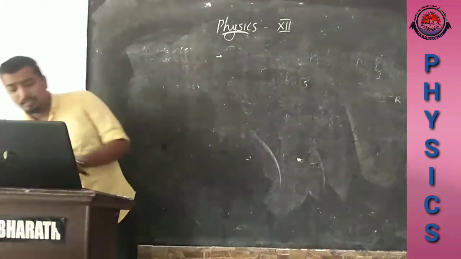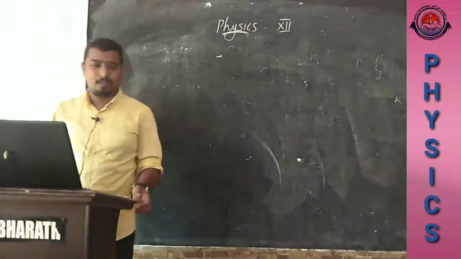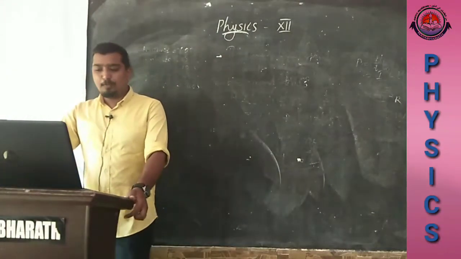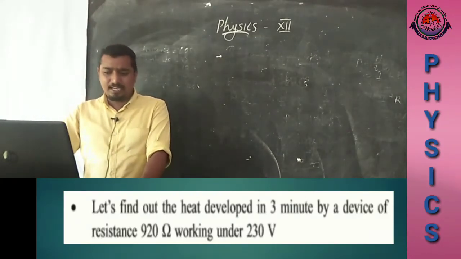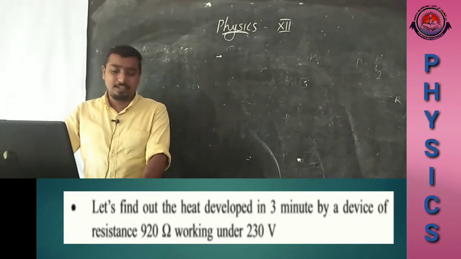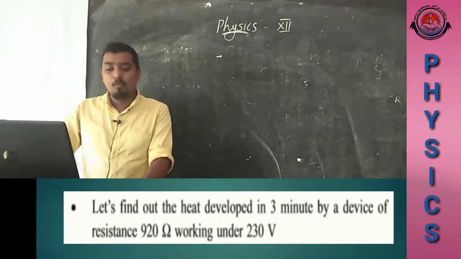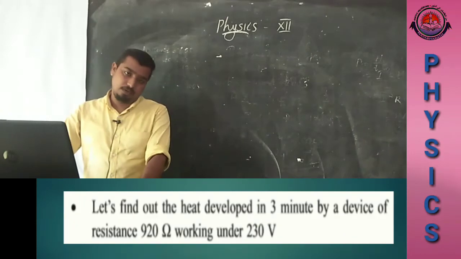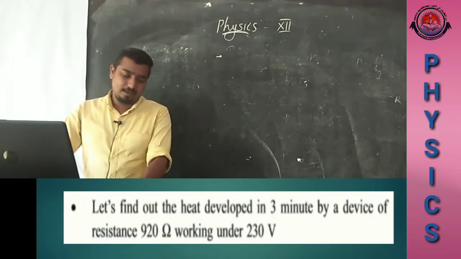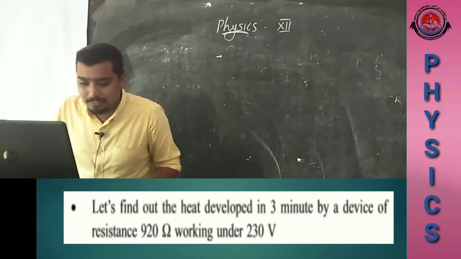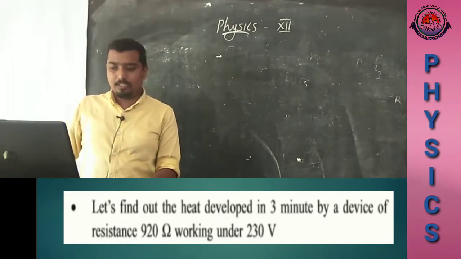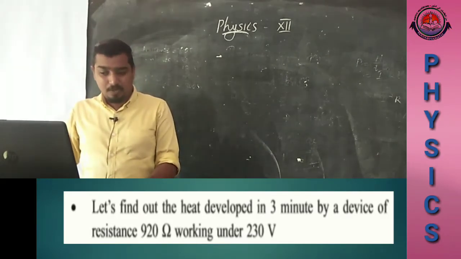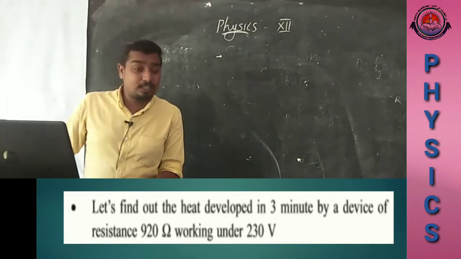Next question. Let us find out the heat developed in 3 minutes by a device of resistance 920 ohm working under 230 volt. I repeat the question. Let us find out the heat developed in 3 minutes by a device of resistance 920 ohm working under 230 volt.